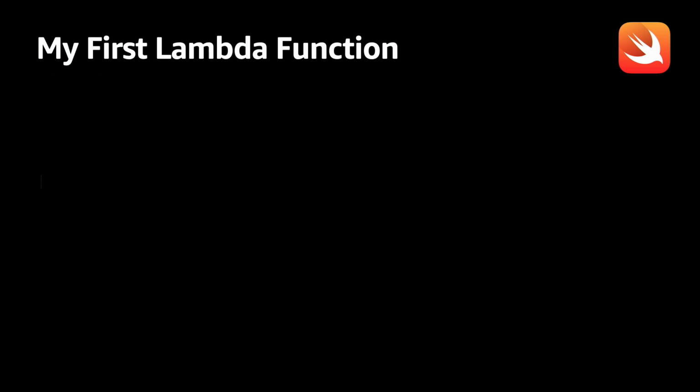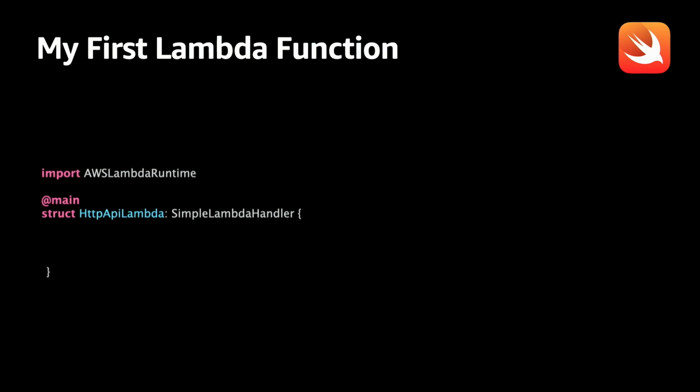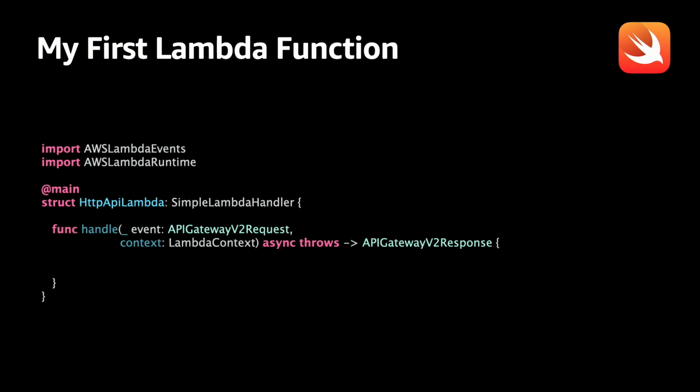Now let's go to the code. Writing a Lambda function is super easy. It's an executable, so I have to use the main decorator on the struct. I create a struct, and I implement a simple Lambda handler, which is provided by the framework. There are other options to provide more low-level Lambda functions, but for most of the needs, this one is simple and easy to use. The protocol defines one function that you need to implement called handle, and without surprise, it takes two arguments, just like in Python and other programming languages.